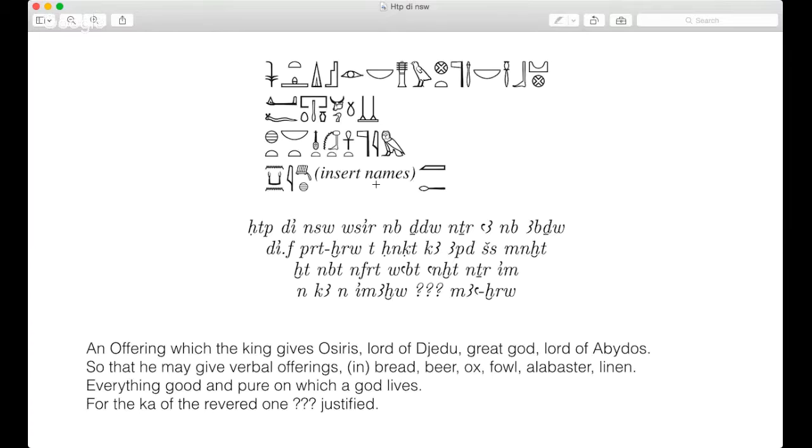An offering which the king gives Osiris, Lord of Jedu, great God, Lord of Abydos, so that he may give verbal offerings in bread, beer, ox, fowl, alabaster, linen, everything good and pure on which a god lives, for the ka of the revered one, the ancestors justified.